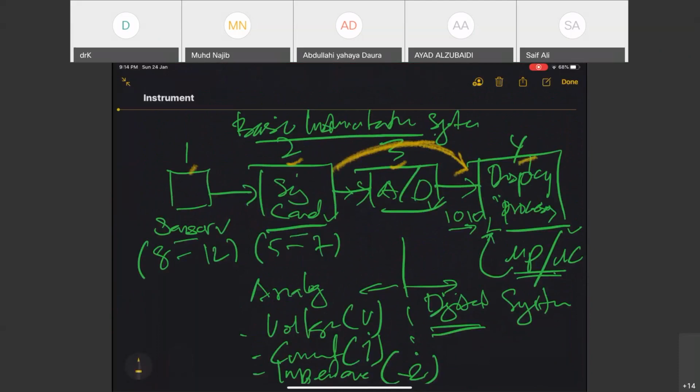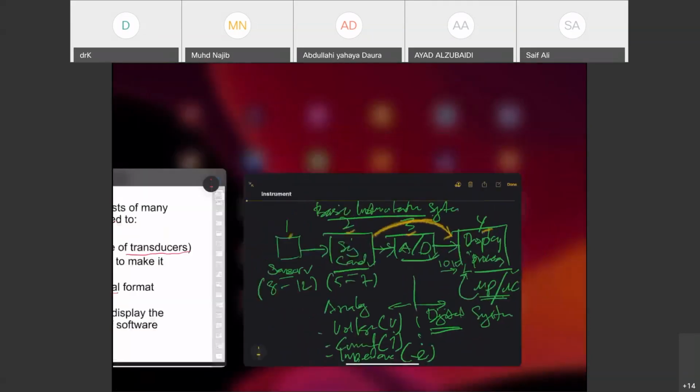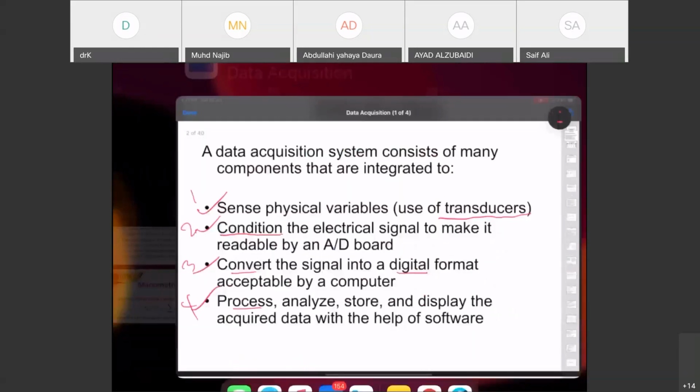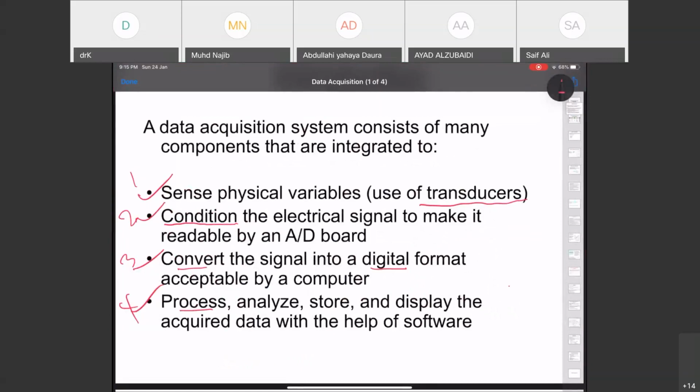All right. So the basic system of instrumentation can easily be represented by any data acquisition system. As you may have seen from this slide, data acquisition can also take the form of a basic system of instrumentation.